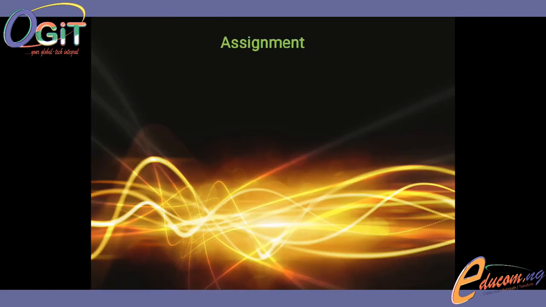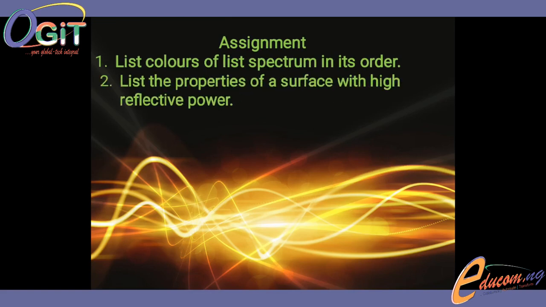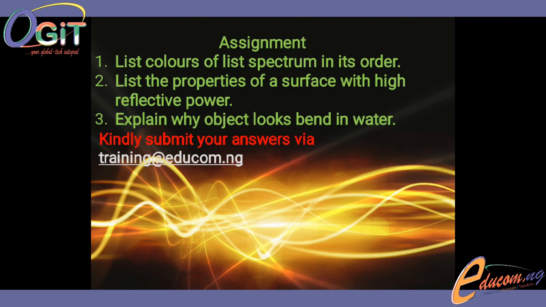I'll be leaving you with some assignments. Number 1, list the colors of the light spectrum in order. Number 2, list the properties of a surface with high reflective power. And 3, explain why objects look bent in water. Kindly submit your answers via training@educom.ng.